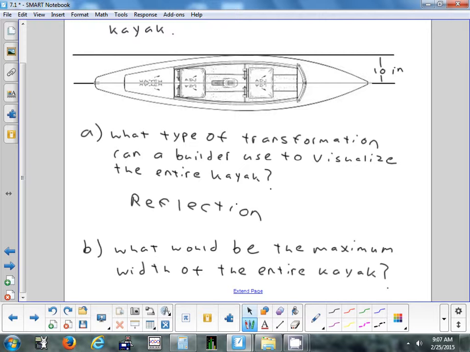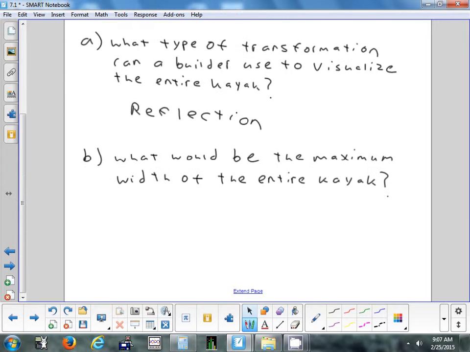Yeah, the top part has a maximum width of 10. So if you reflect it, you just doubled the maximum width of the top part. So you got 10 on the top, 10 on the bottom. At its widest point, it's 20 inches.